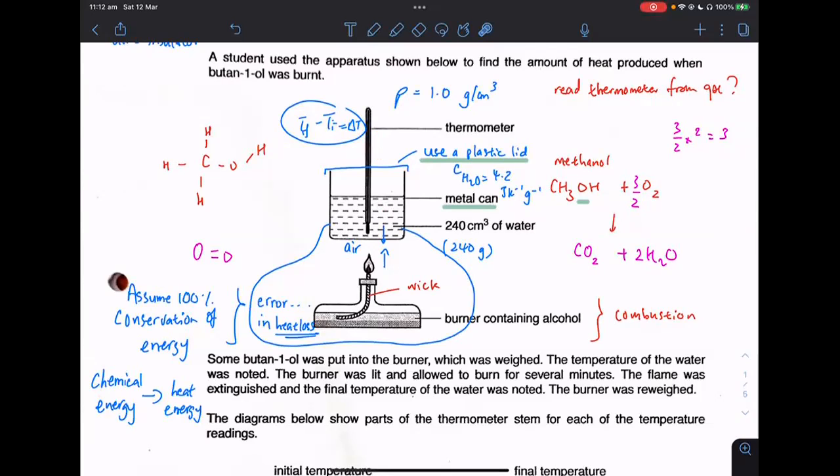So just to summarize, this is an experiment which is exothermic. Combustion is exothermic. The error in this experiment comes from heat loss. If you can minimize heat loss, you can improve accuracy. So how do you minimize heat loss? Use a lid, use a plastic lid, use a metal can instead of a beaker, insulate the burner so that you don't lose the heat to the air, to the surrounding. You can reduce the gap between the burner and the metal can so that we are not heating up the air in between. We are not losing more heat unnecessarily to the surrounding air.